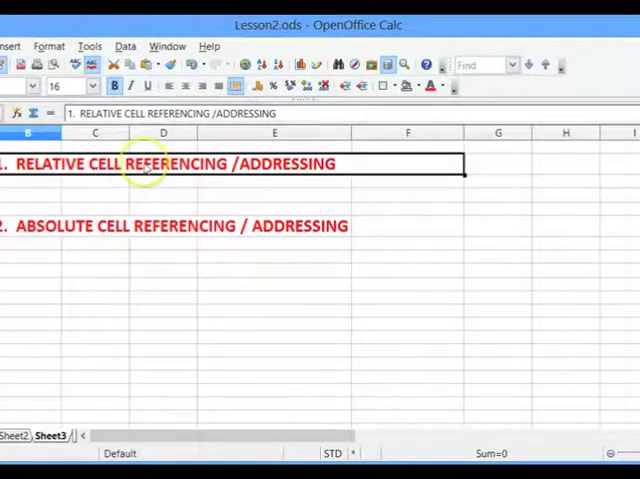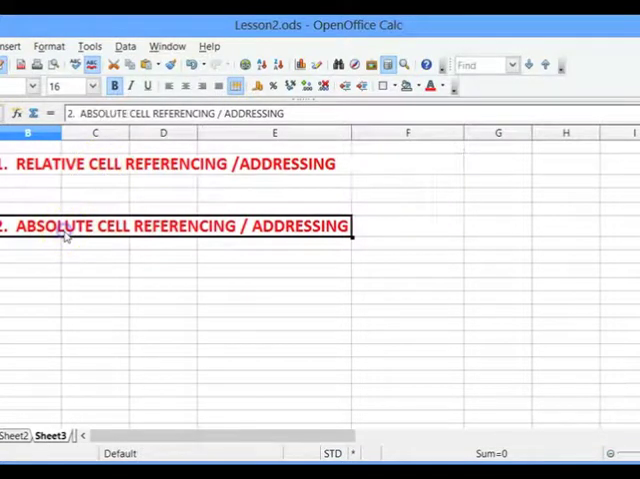Welcome to lesson 2 of OpenOffice Calc. In this lesson we are going to learn about relative cell referencing and absolute cell referencing.